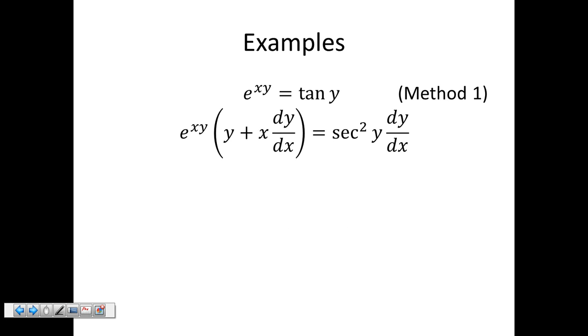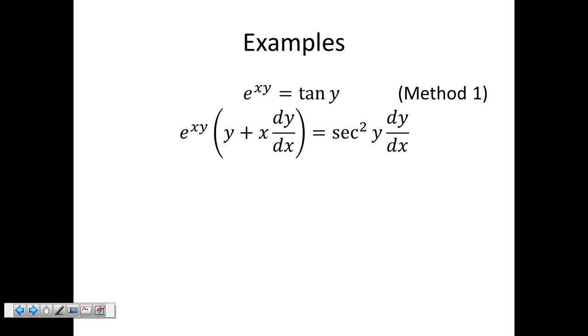Okay, so let's take another derivative using method 1. I want to take the derivative of e to the xy, so I have a weird power on e. It equals tangent y, so I'm going to use my method 1 again where I take the derivative with respect to x. The derivative of e to some power starts out with the exact same thing. E to the variable power is its own derivative, but then I have to multiply by the derivative of that power. And again, x times y means that I've got to use my product rule. So I get y plus x dy over dx.